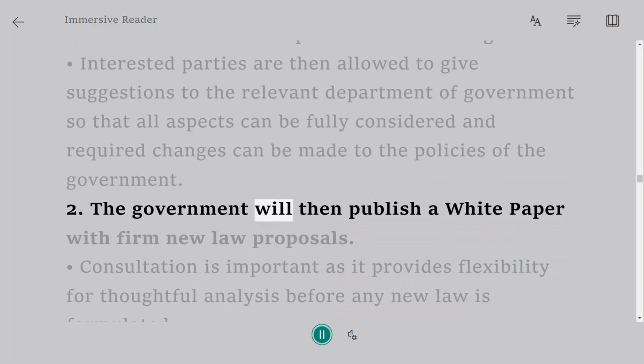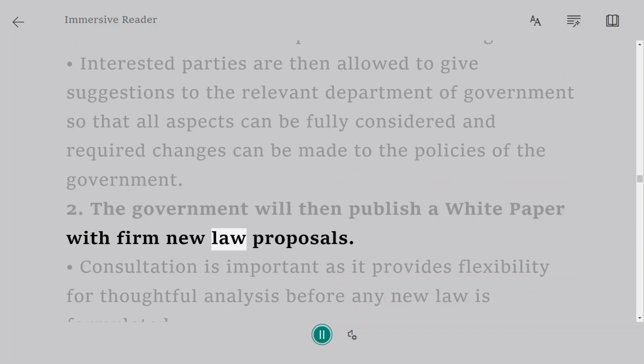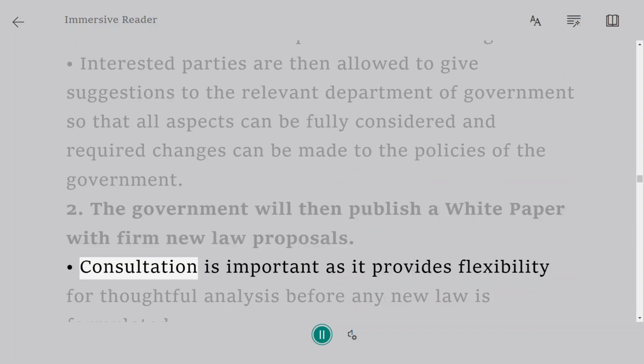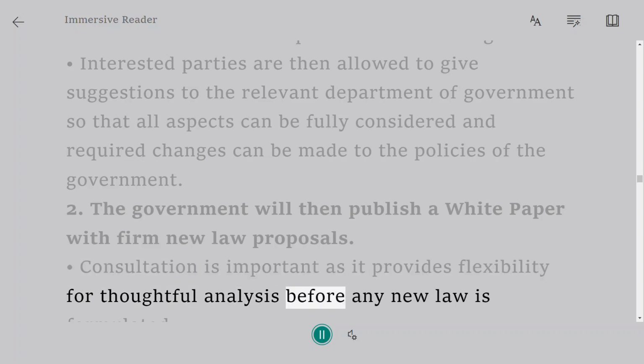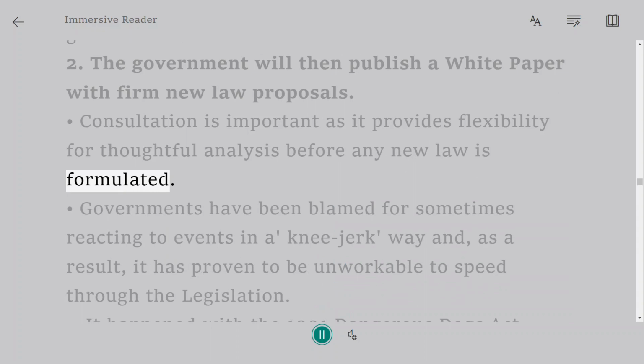2. The government will then publish a white paper with firm new law proposals. Consultation is important as it provides flexibility for thoughtful analysis before any new law is formulated.